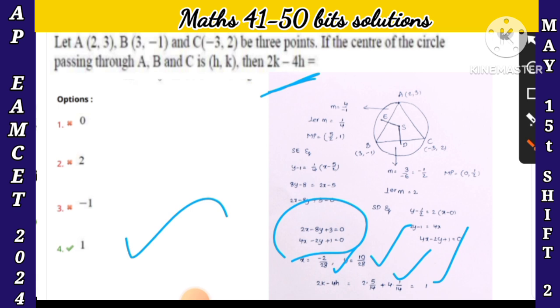That's all. Very easy. Simply find the center and replace the values. Take the center as h comma k and replace the values in the given question. Okay, that's all. Very easy question. Here we have so many processes. We have to apply the condition like SA is equal to SB is equal to SC also.